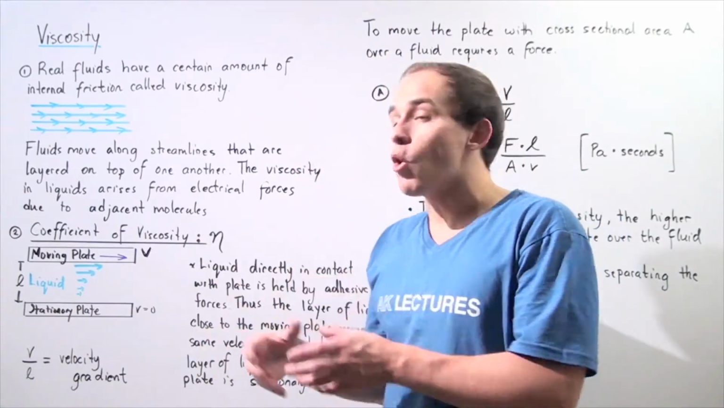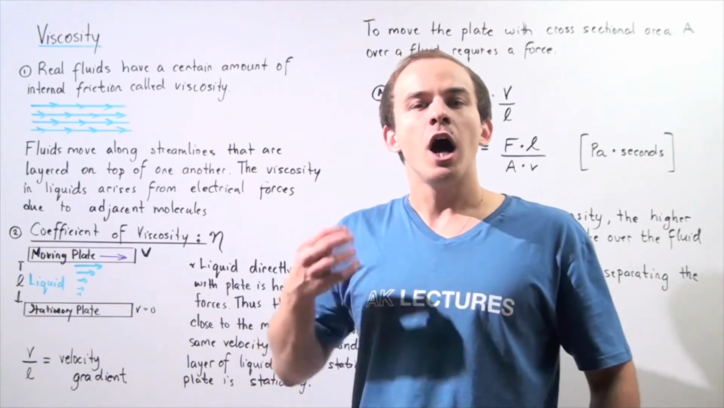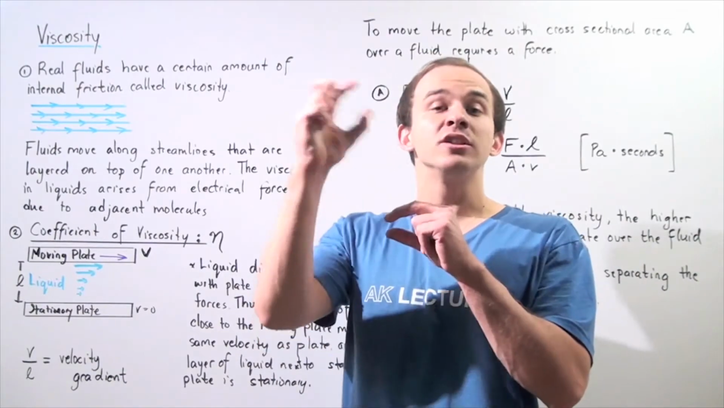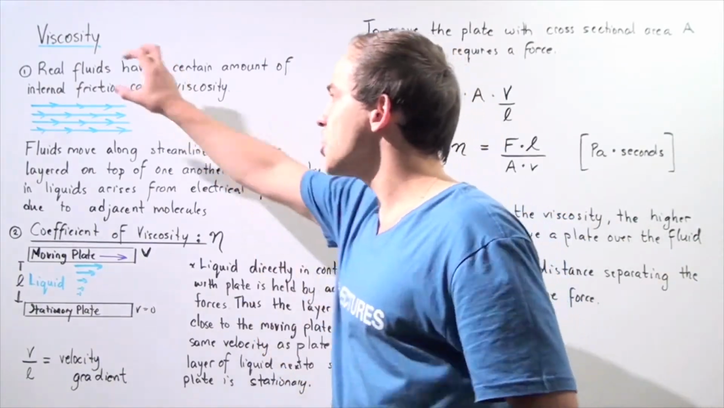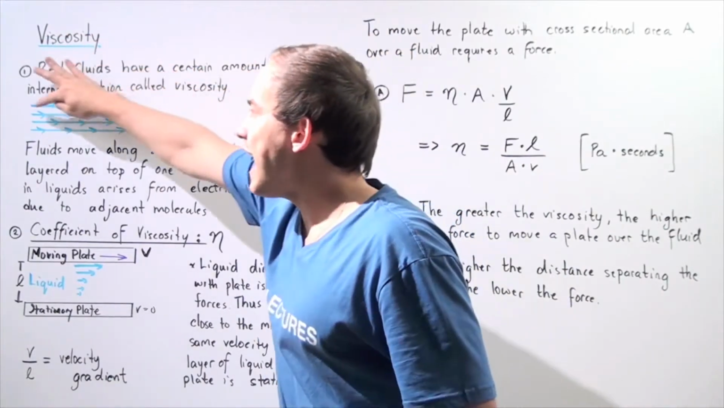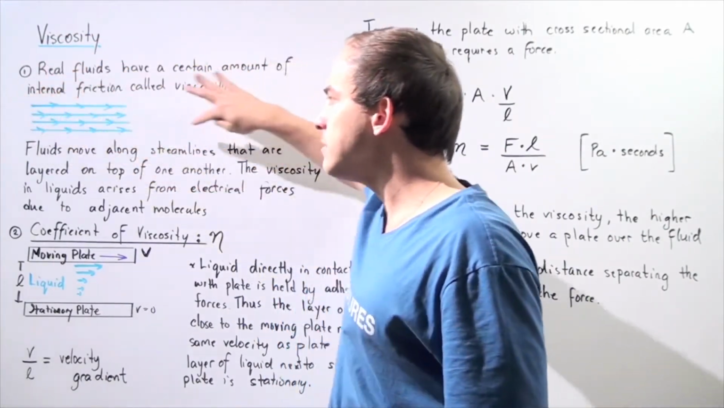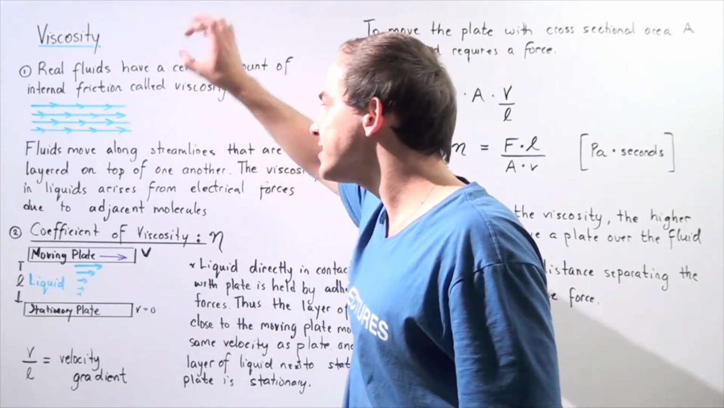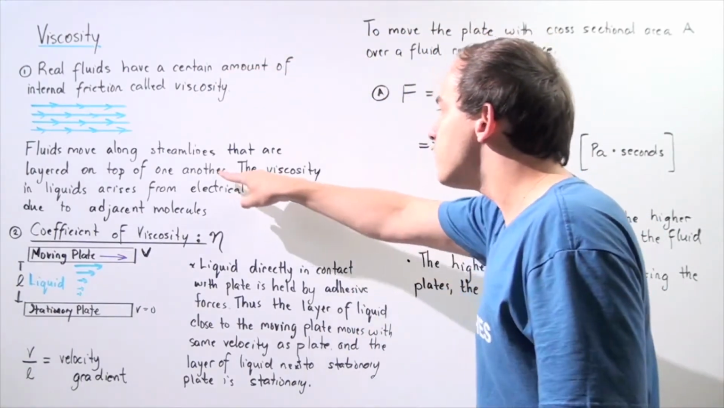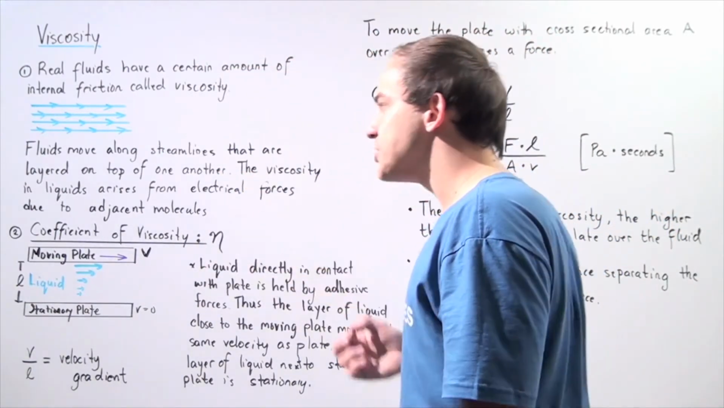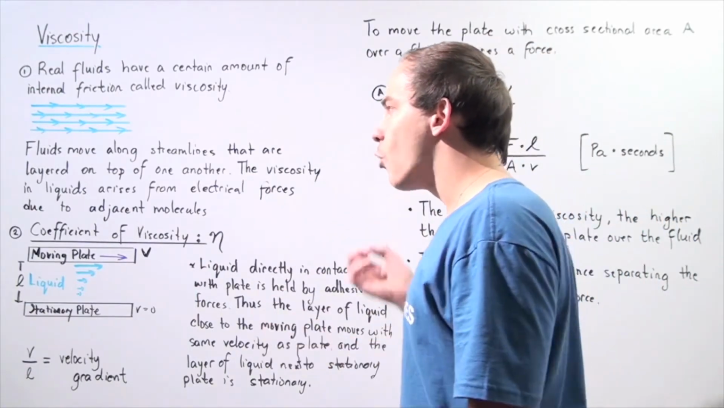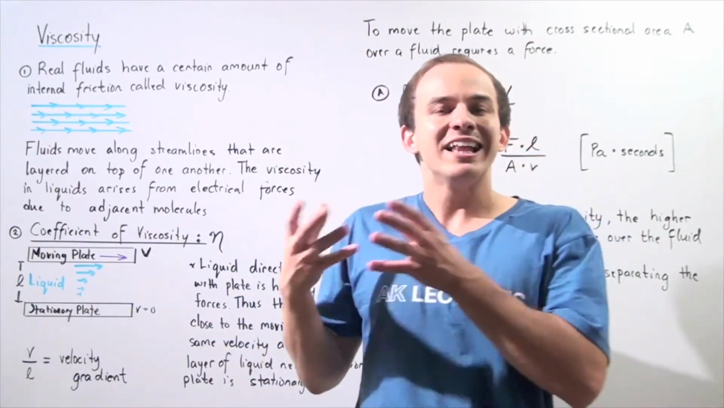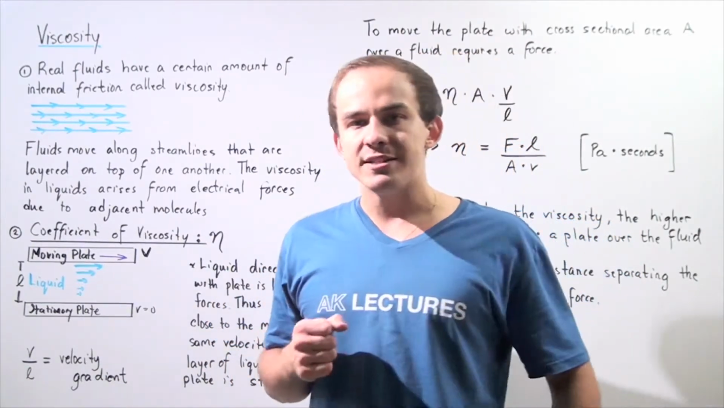Well, liquid moves, or particles within liquids move, along pathways called streamlines. And the streamlines are layered on top of one another as shown. So here we have one streamline, a second, a third and a fourth streamline, and the streamlines along which our liquid particles travel are stacked on top of one another. And the viscosity within these liquids arises from electrical forces between adjacent molecules, which come from the attraction of electrons and protons of adjacent molecules.